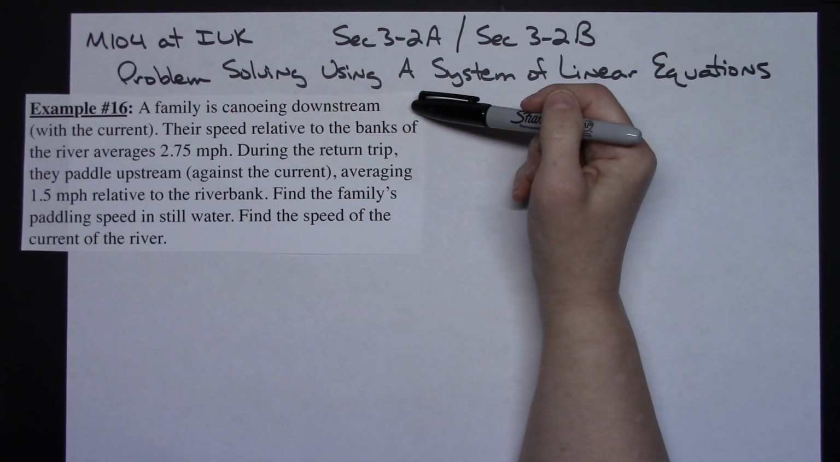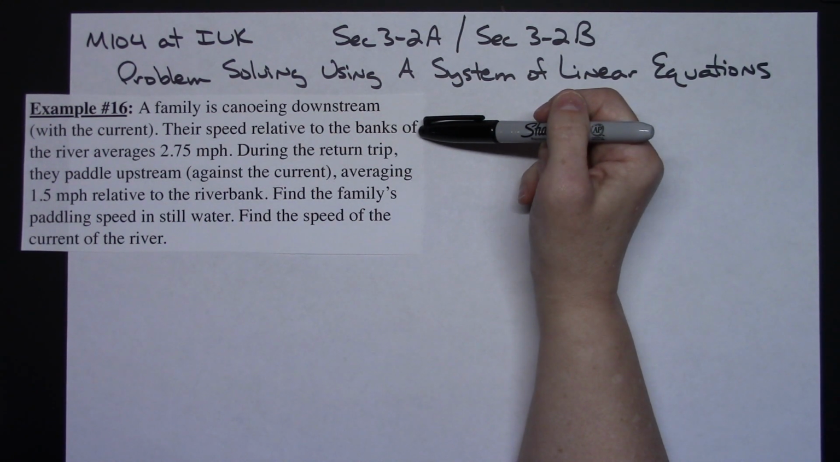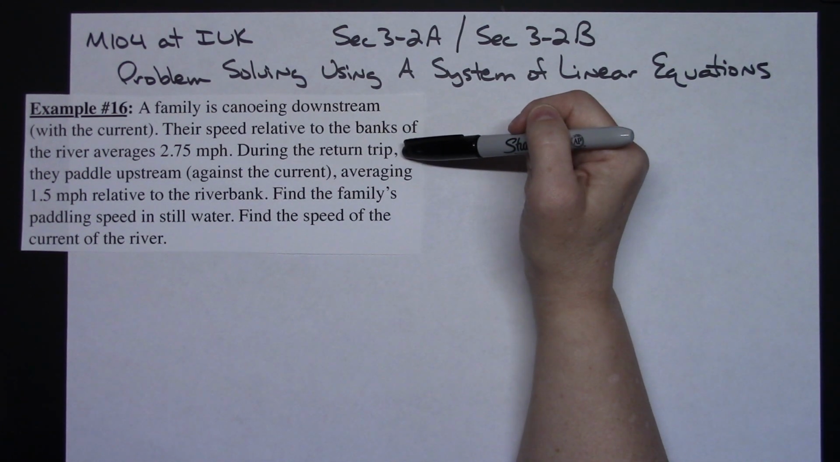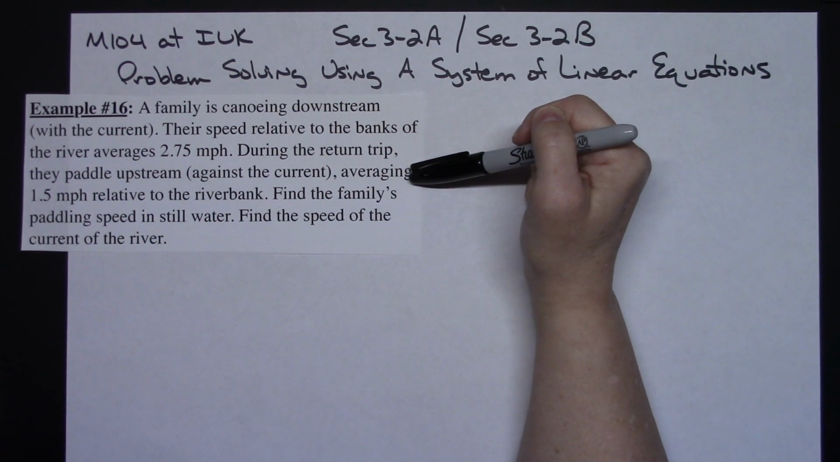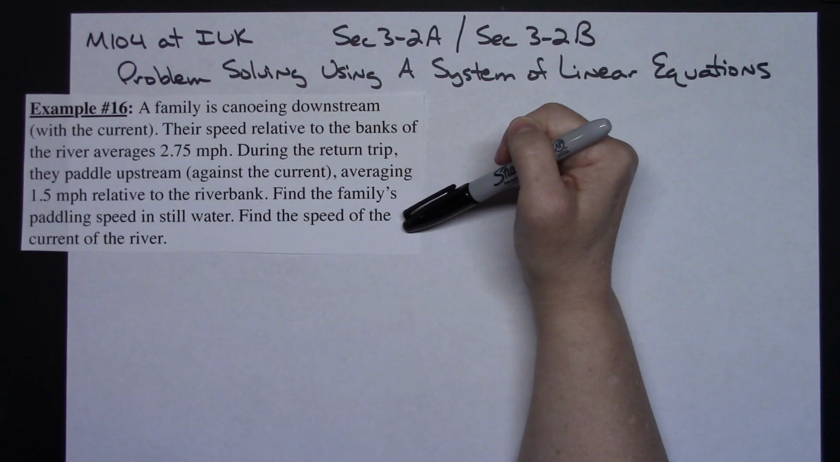It says a family is canoeing downstream, which means with the current. If you're going downstream, the current is with you. So that means it's going to be pushing you and making you go a little bit faster. Their speed relative to the banks of the river averages 2.75 miles per hour. During the return trip, they paddle upstream or against the current, which is going to be slowing them down a little bit. They're averaging 1.5 miles per hour relative to the riverbank on that return trip. Find the family's paddling speed in still water. Find the speed of the current of the river.